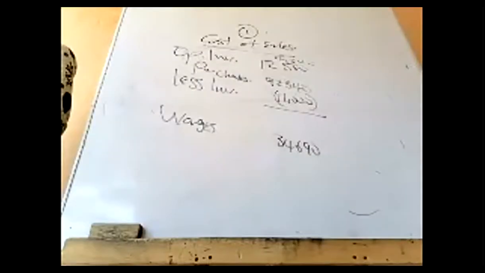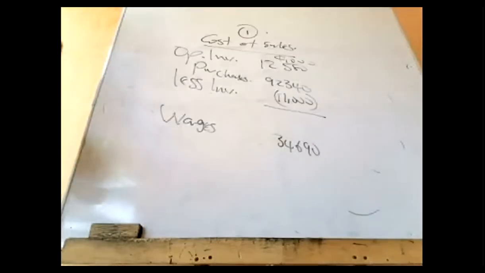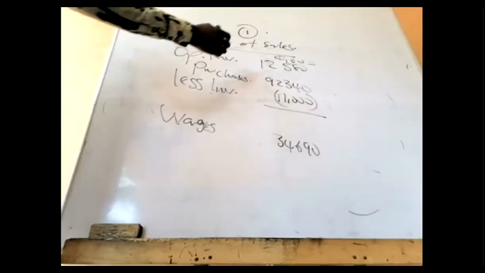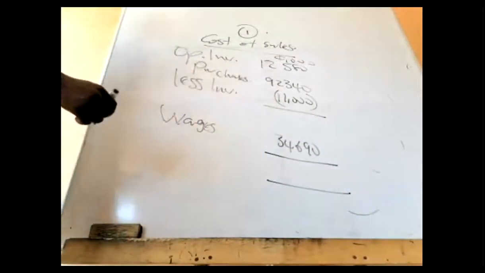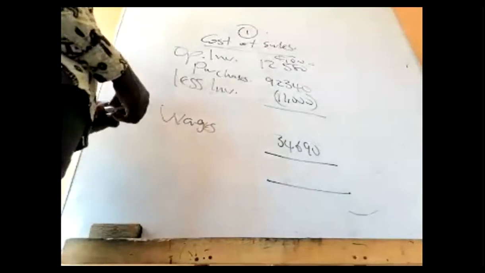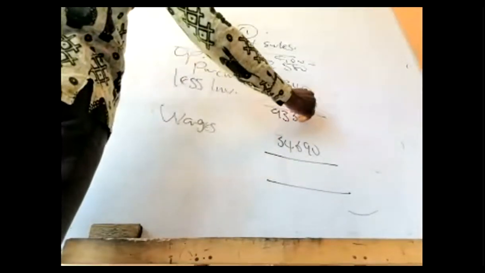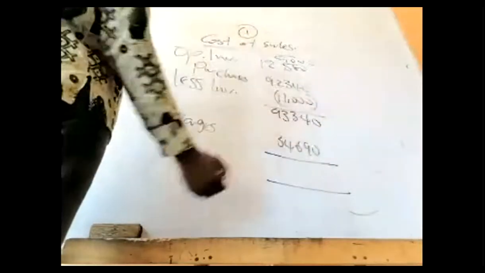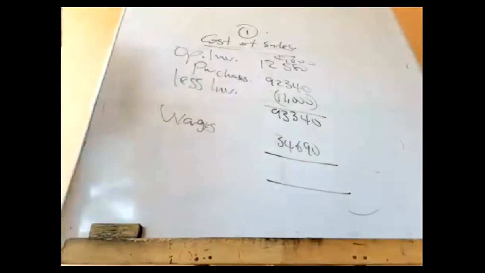Okay, let's go to the board. When we perform this calculation, what will be the overall cost of sales? So the first three. Good. The first three. So this will give us 93,340.